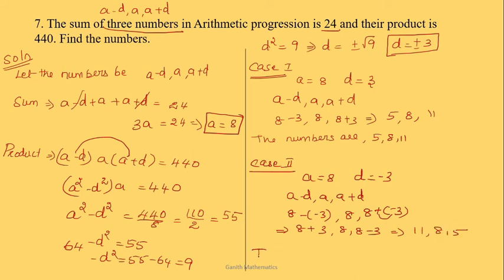So the numbers are 11, 8, 5. Whatever may be the case, the numbers are the same, but either they are in ascending order or else descending order. This is what we have learned in this problem.